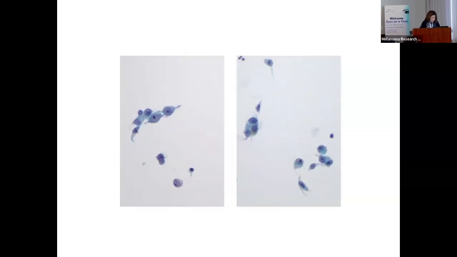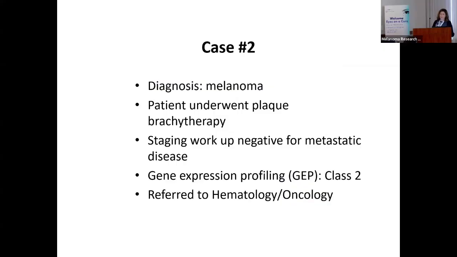And we start seeing a combination of cells. There's some spindle cells here. Now this is looking a lot more like melanoma. Some of those cells have tapered ends. So we diagnosed a melanoma. There were spindled cells and epithelioid, or rounded, cells. The patient had plaque therapy. He had a class 2 gene expression profiling result.